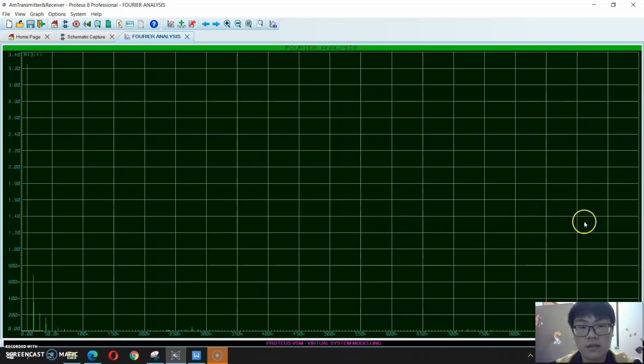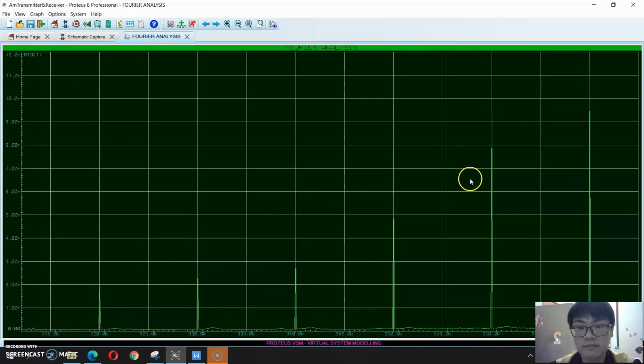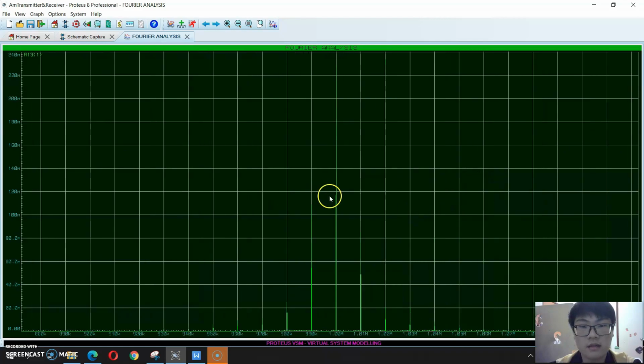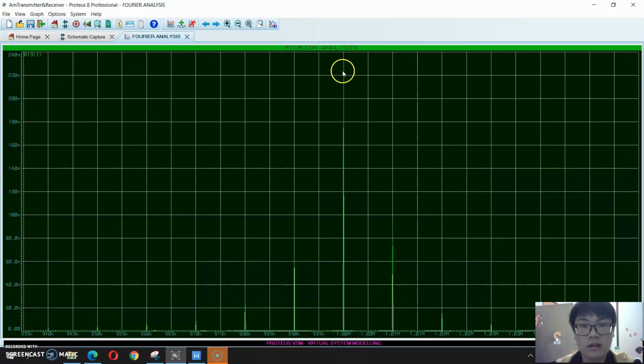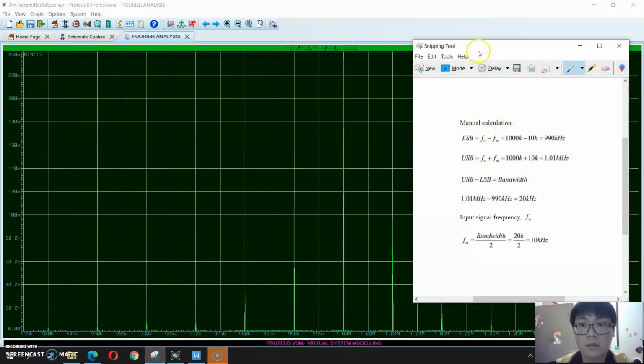Next, we see the spectrum at 1 MHz. This is the carrier frequency. The center is the carrier frequency, and this one is the lower sideband, and this is the upper sideband. The lower sideband is 990 kHz and the upper sideband is 1.01 MHz. We can compare it with our manual calculation.